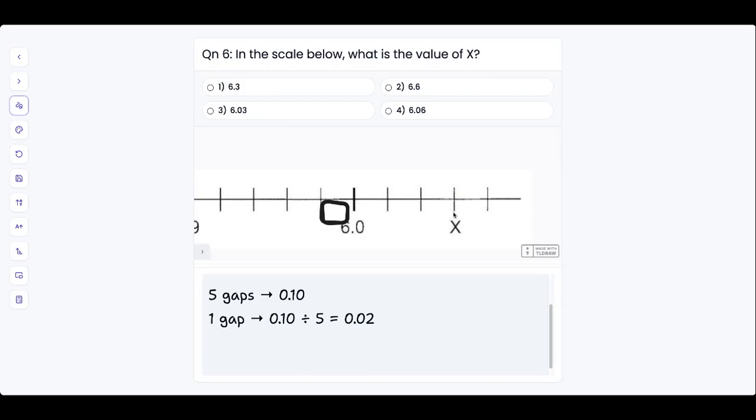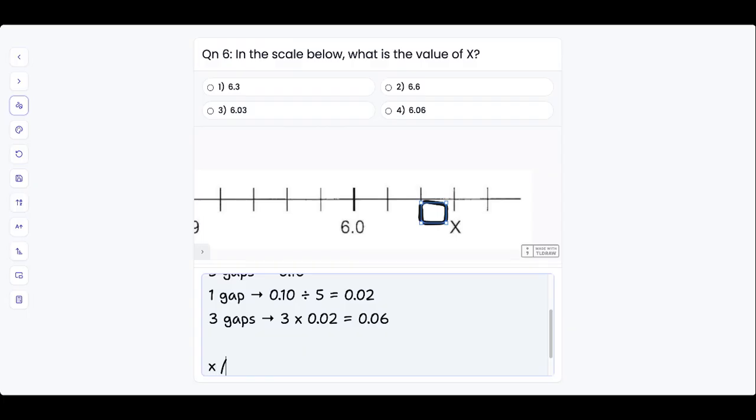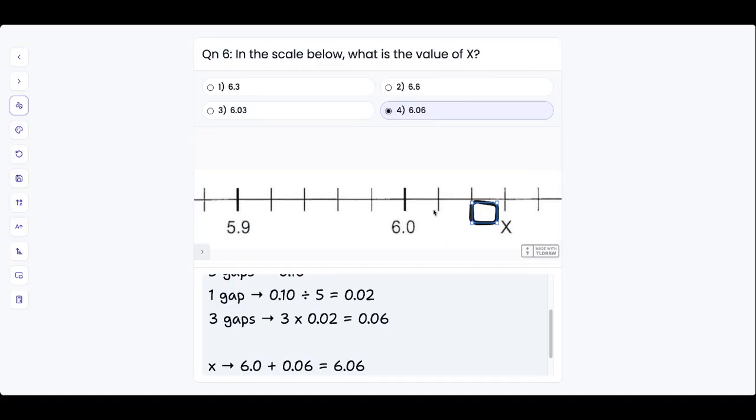So now we want to know how many gaps we have from 6.0 to the x. So 1, 2, and 3. So we write here 3 gaps is equal to 3 times 0.02, and this will give us 0.06. So now x will then be equal to 6.0 plus 0.06, and this is equal to 6.06. And the answer is option number 4. There you go. All right. Okay, that's it. Let's move on to the next question.